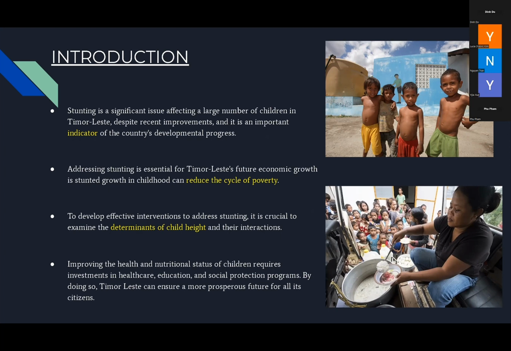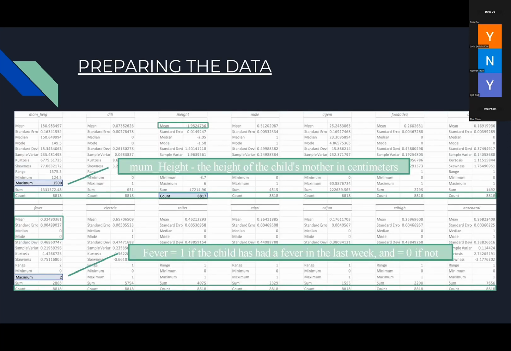This presentation examines the determinants of child height in Timor-Leste, focusing on housing, health condition, and parental education using available data. For part B, which needs to check data for obvious errors or missing values, we use descriptive statistics in data analysis. We find three apparent errors.